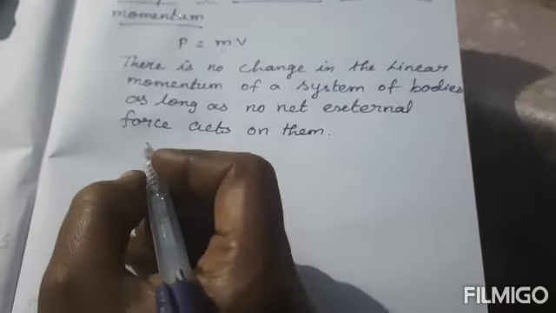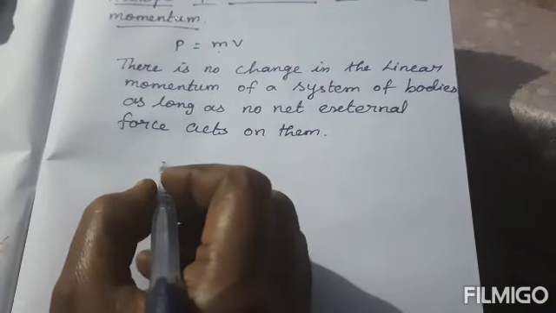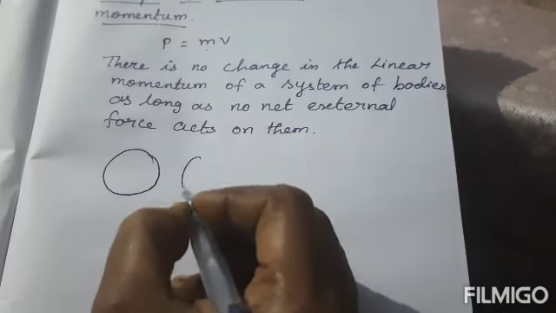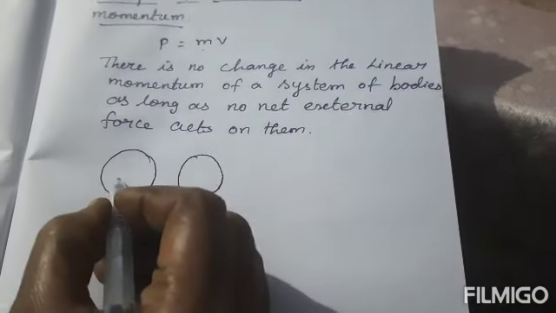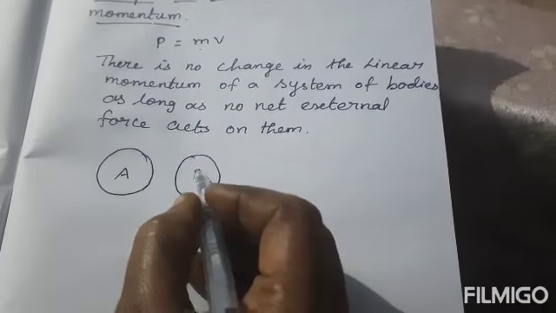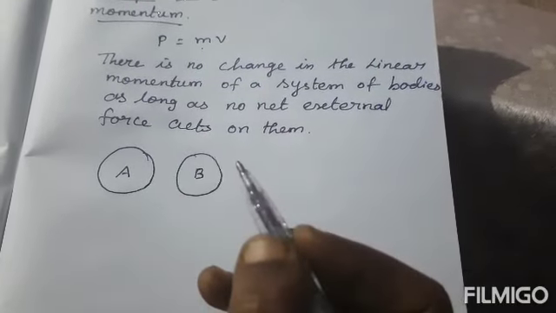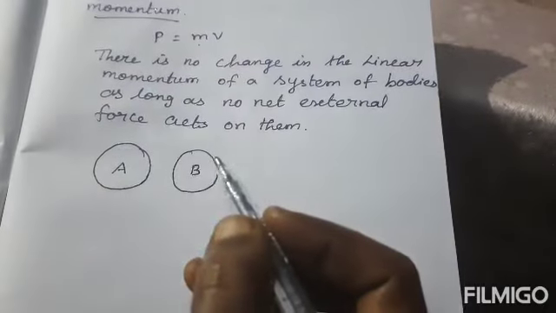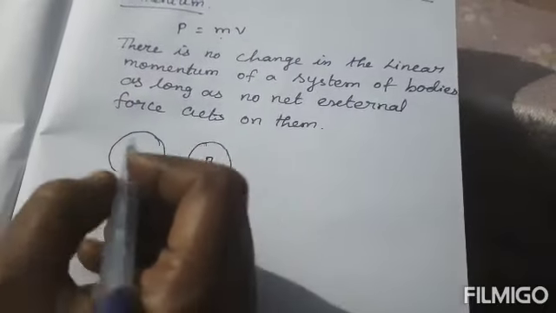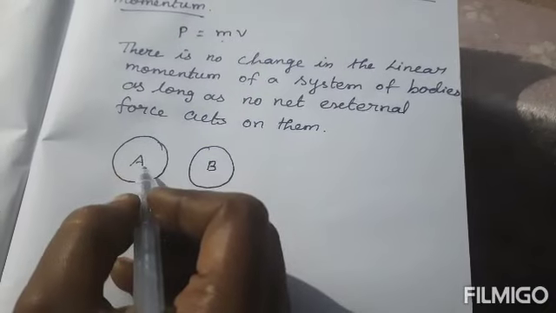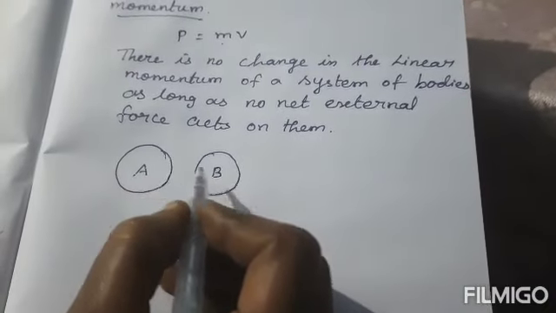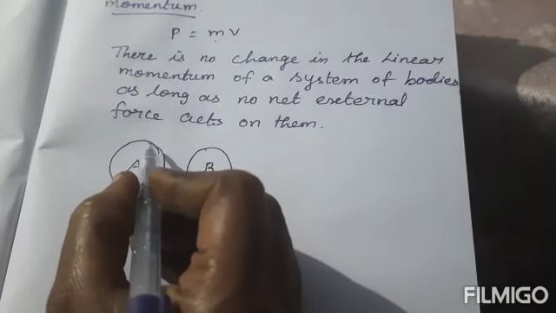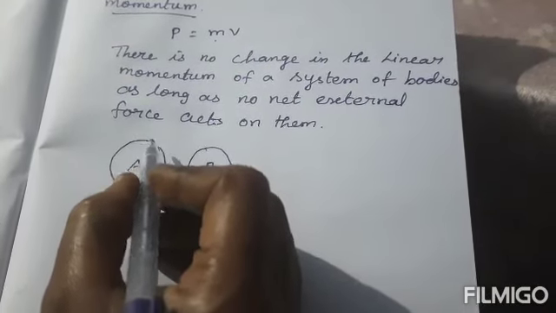Here we are using balls. Suppose we are taking two objects, two balls: this one, next one, two. Here this is object A, object B. The diagram is very important. Now we can learn the proof of the law of conservation of linear momentum. So let us consider two objects, two bodies A and B. These two bodies are also moving along a straight line.